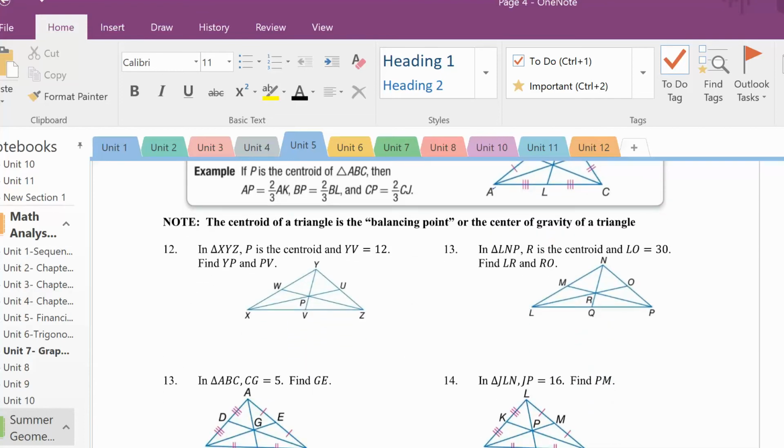In triangle XYZ, P is the centroid and YV is equal to 12. So YV, the whole thing here, is 12. It wants you to find YP and PV. So remember, it divides it into 2/3. So 1/3 of 12 is 4. So that means PV is 4, which means the other 2/3 would be 8. So YP is 8, PV is 4.